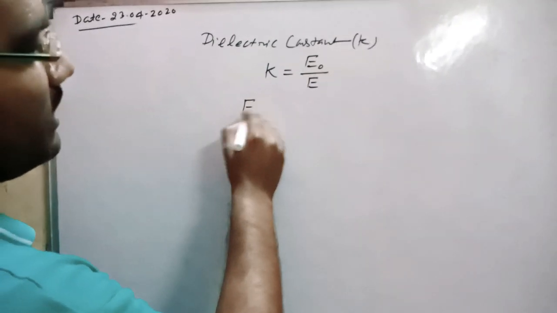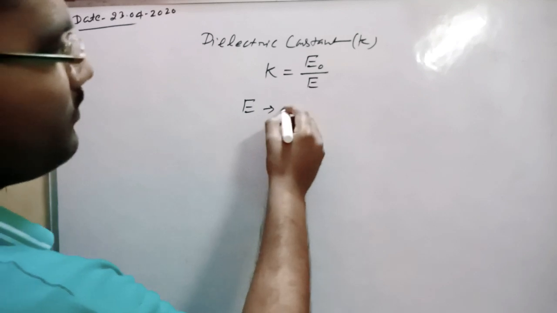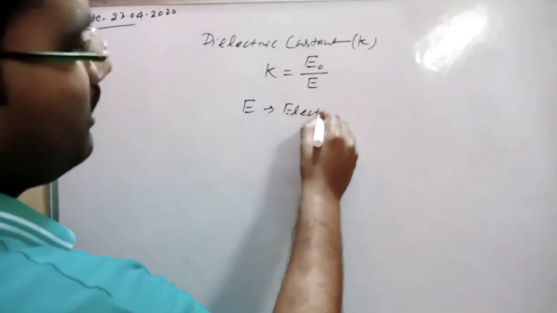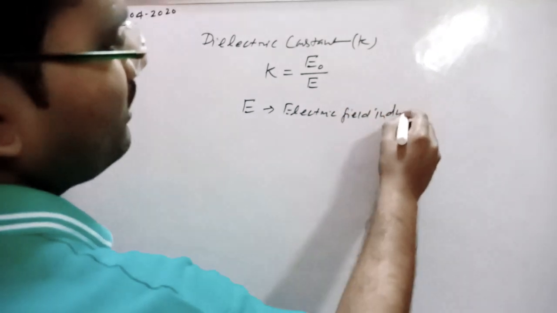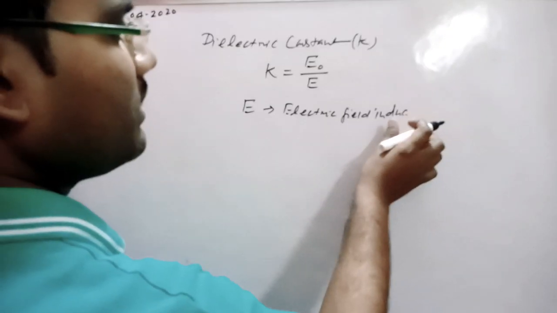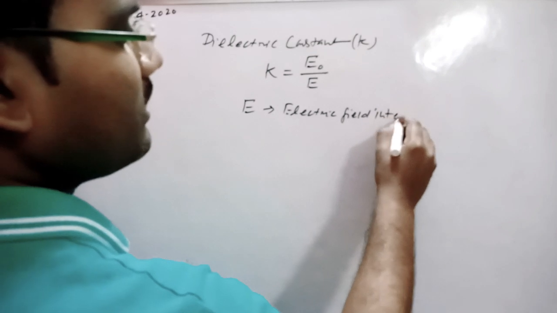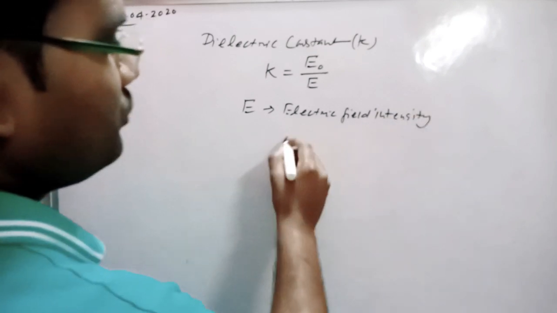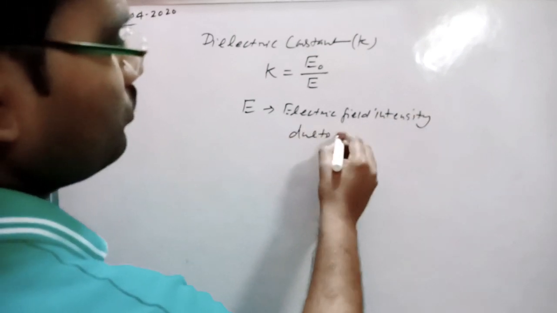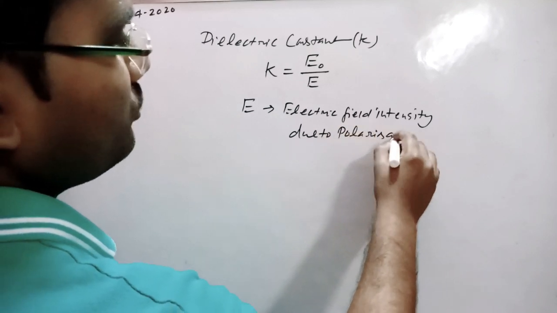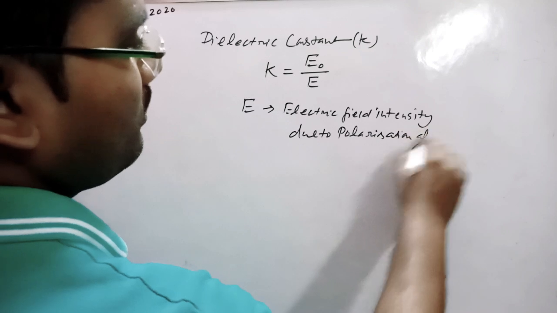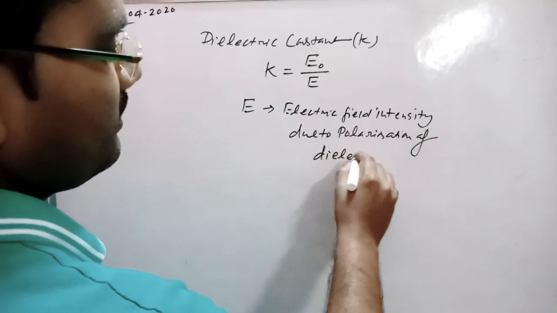What is the E? E is the electric field intensity due to polarization of dielectric.